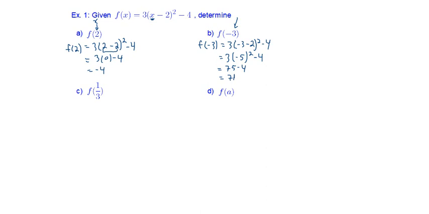We can evaluate the function for any value. So here we did it for a positive number. We did it for a negative number. We can also do it for a fraction. Here's a good review for those of you wanting to brush up on some of your fraction work. It's a good opportunity. We are evaluating f at 1/3. So everywhere we see an x, we're going to replace it with a 1/3. So we're going to get 3 times 1/3 minus 2 squared minus 4.